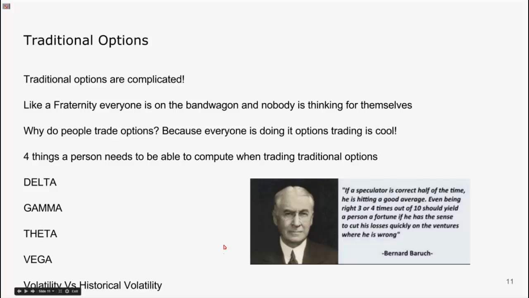This is one of my favorite quotes by Bernard Baruch. If a speculator is correct half of the time, he is hitting a good average. Even being right 3 out of 10 times should yield a person a fortune if he has the sense to cut his losses quickly on ventures where he is wrong. This goes back to the management of the position.